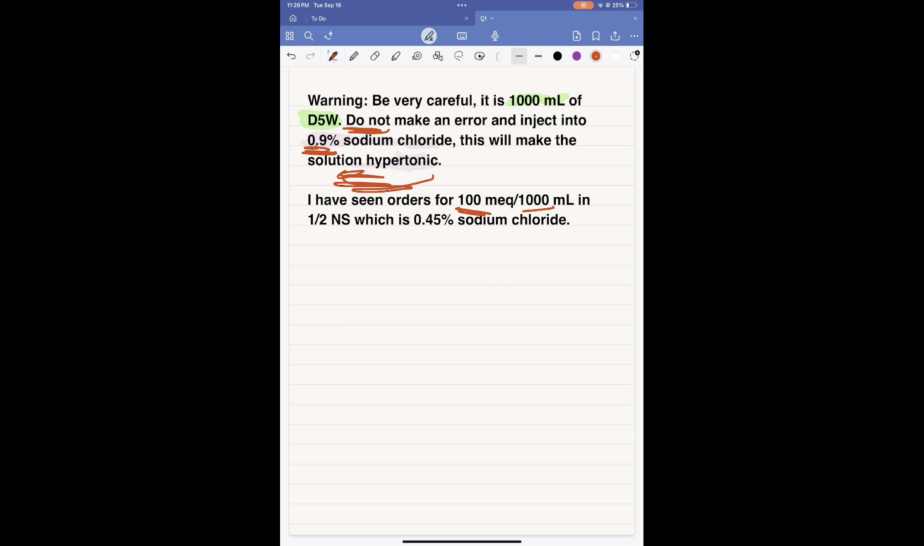I have seen orders of 100 mEq in 1,000 ml half NS, which is 0.45% sodium chloride. This I have seen in practice. So the common infusions for people with acidosis that I've seen are 150 mEq in 1,000 ml D5W or 100 mEq in half NS.